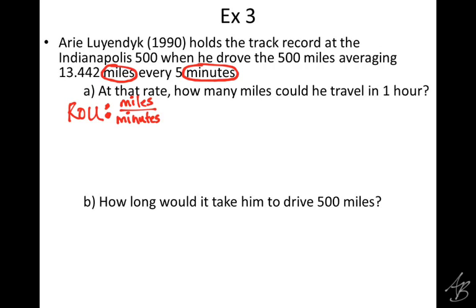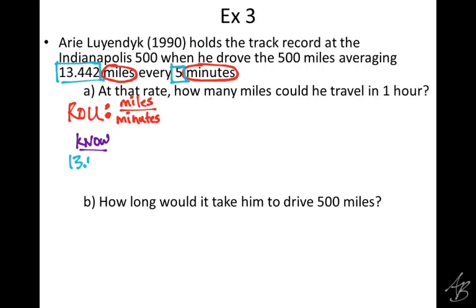Then we're going to set up two ratios. First ratio is going to have two parts that we know go together. So what two things in this problem do we know go together? What two numbers go together that involve miles and minutes? 13.442 and 5. Okay, 13.442 miles and 5 minutes. Which of those is going to go on top? 13.442. Yeah, the miles are going to go on top.